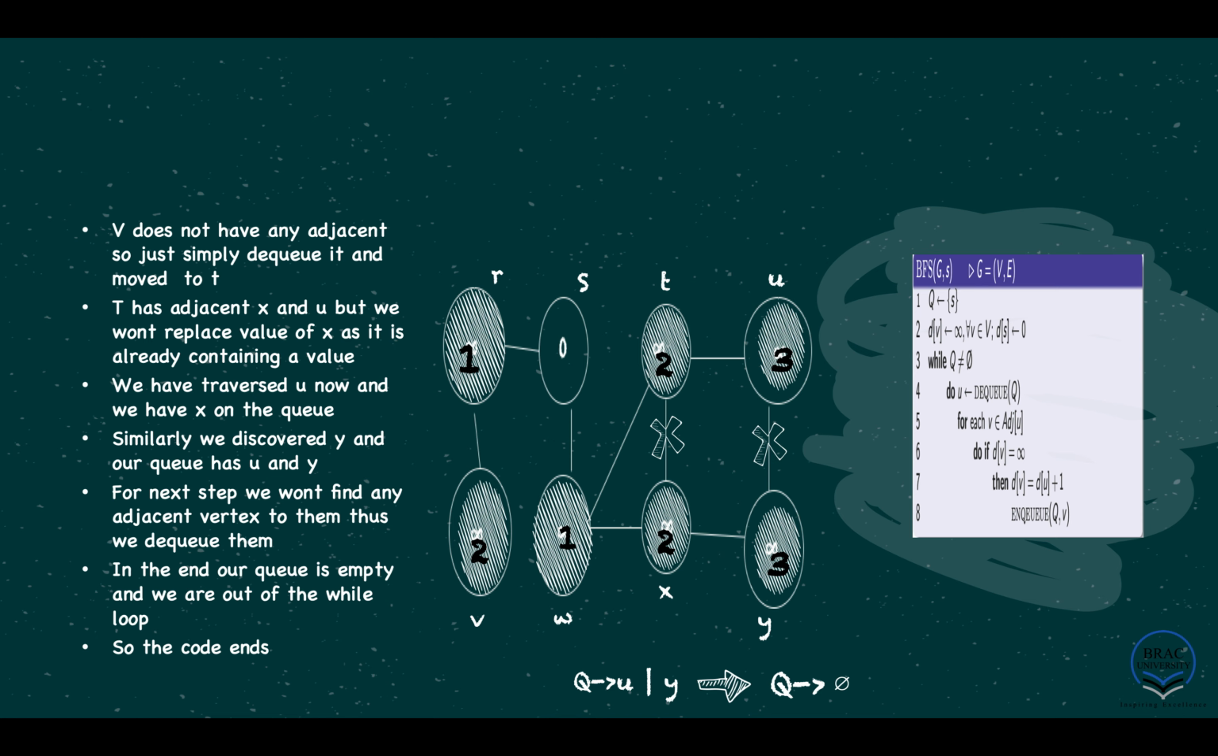T has adjacent X and U, but we won't replace the value of X as it already contains a value. We have traversed U now and we have X on our queue. Similarly, we discovered Y and our queue has U and Y. For the next step, we won't find any adjacent vertices to them, thus we dequeue them. In the end, our queue is empty and we are out of the while loop. So the code ends.